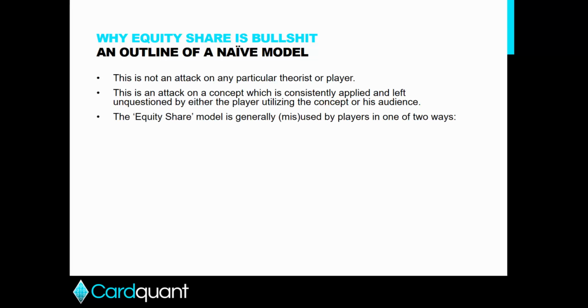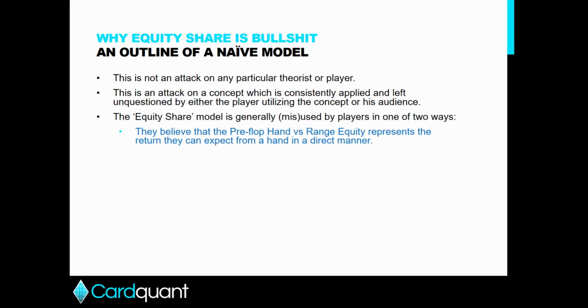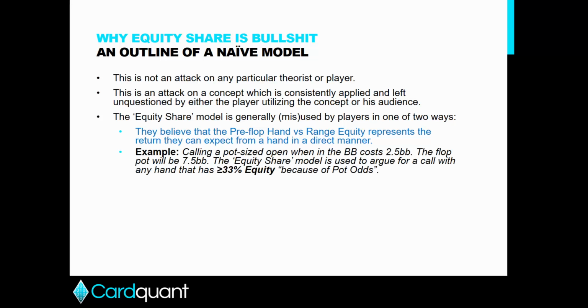The equity share model is generally misused by players in one of two ways. Either they believe that the pre-flop hand versus range equity represents the return they can expect from a hand in a direct manner. So an example of this is choosing to call a pot size open when in the big blind that would cost you 2.5 big blinds. The flop pot would then be 7.5 big blinds. So you have the 3.5 from the opener, 3.5 from you, which makes 7, plus the half a big blind from the small blind that's dead money.